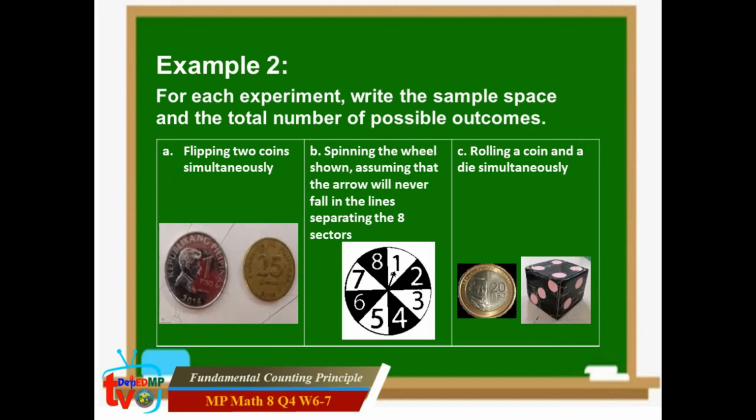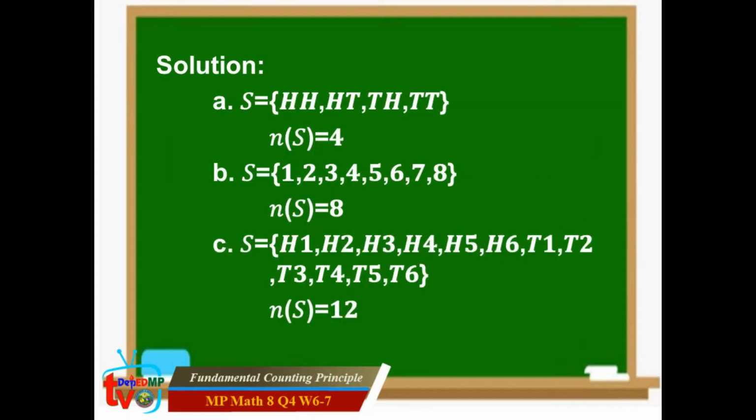Example 2. For each experiment, write the sample space and the total number of possible outcomes. For letter A, flipping 2 coins simultaneously. For letter B, spinning the wheel shown, assuming that the arrow will never fall in the line separating the 8 sectors. For letter C, rolling a coin and a die simultaneously. We have here the solution.